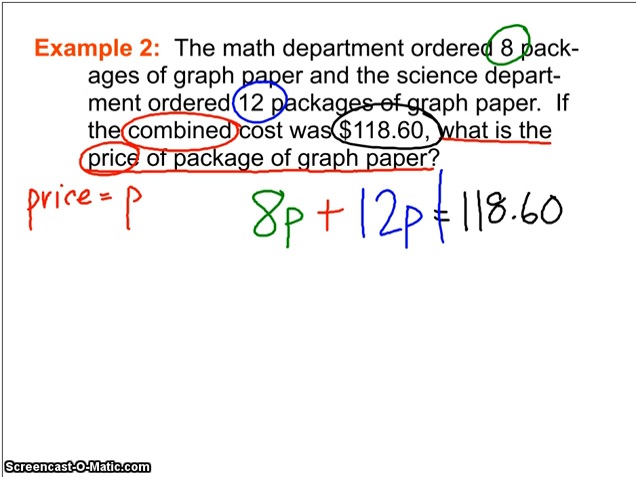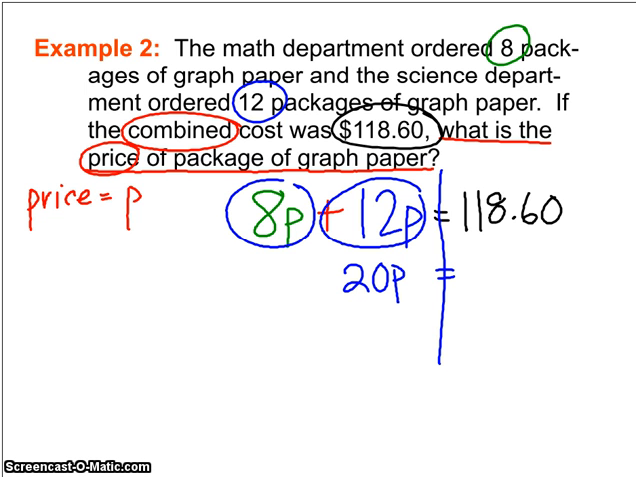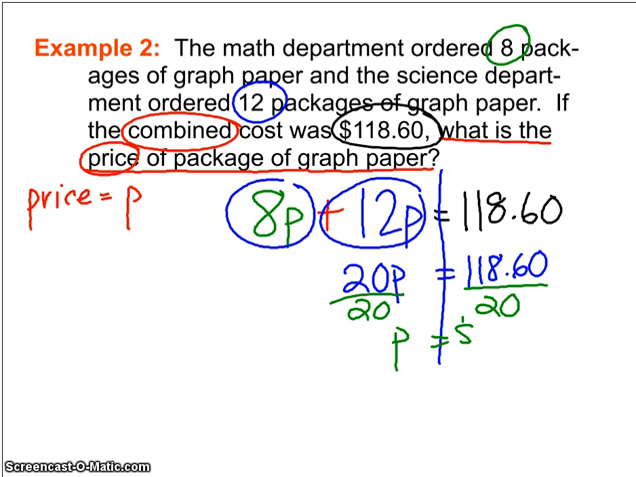Now take a look at this, Panthers. 8p and 12p. They have the same variable. They can be combined. 8p's plus 12p's is 20p's. So I combine my like terms, set up my equation, and we actually end up with a one-step equation. Since we're solving for p, which is being multiplied by 20, we need to divide by 20. And if I divide one side by 20, I must divide the other. 118 and 60 hundredths divided by 20. Get your calculators. $5.93.